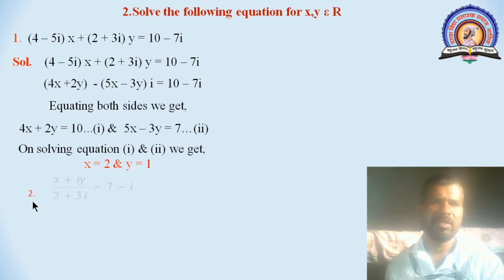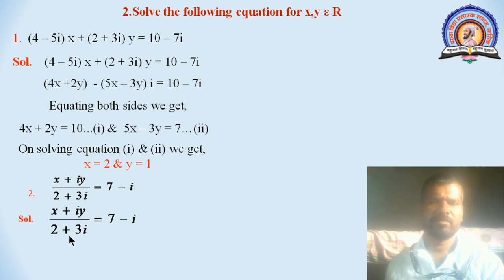So next example is (x plus iy) upon (2 plus 3i) is equal to 7 minus i. Now consider this given equation. So this 2 plus 3i is divided here, transfer to right hand side, it becomes multiplied to 7 minus i. So therefore x plus iy is equal to (7 minus i) into (2 plus 3i). LHS keep as it is. On the RHS it is simple multiplication of two brackets.